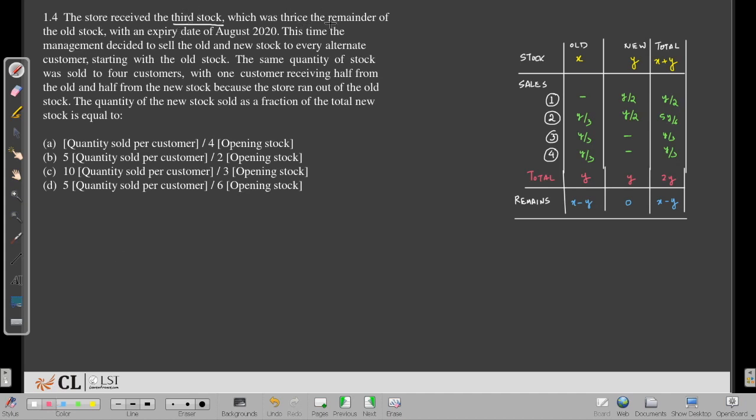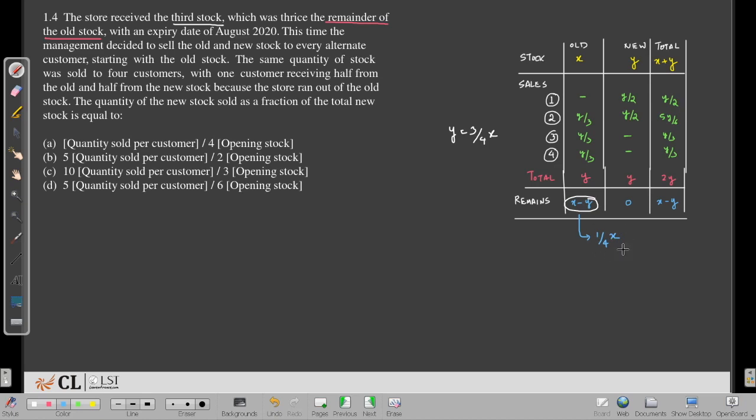Was thrice the remainder of the old stock. Thrice the remainder of the old stock. What remains of the old stock is x minus y. But we can also use the information from the previous question, which is y equals 3/4 of x. If I take y equal to 3/4 of x, what remains is x minus 3/4 of x. This particular thing, x minus y, would be equal to 1/4 of x, correct?